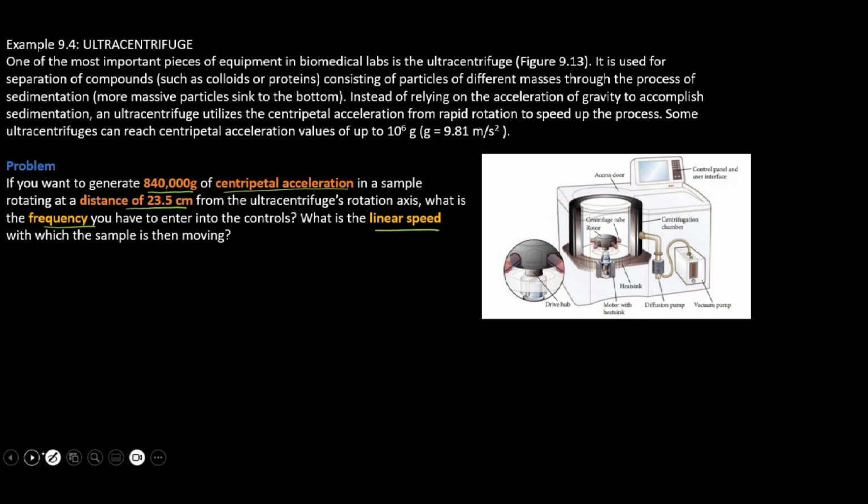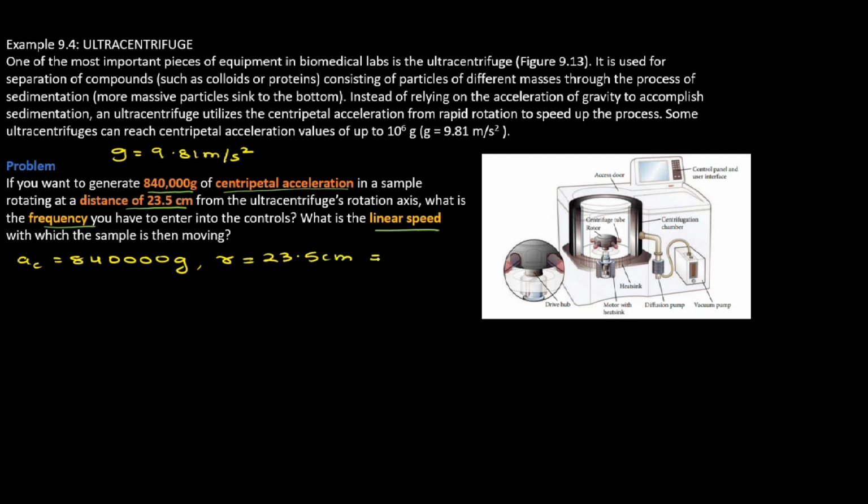So here the question has given me the centripetal acceleration AC, that is 840,000 g. G here is the acceleration due to gravity that has a value of 9.81 meter per second squared. Do not confuse the g here with the unit gram. The question says this is centripetal acceleration, so the g here will be acceleration due to gravity. Then I have the distance from the rotation axis, which is R, 23.5 centimeter, which I will convert to meter by dividing this number by 100, and I get 0.235 meter.